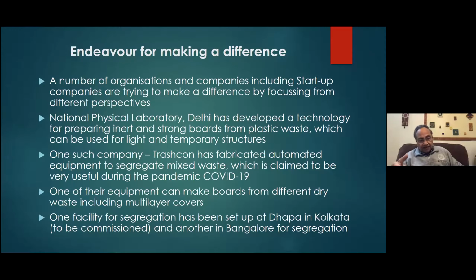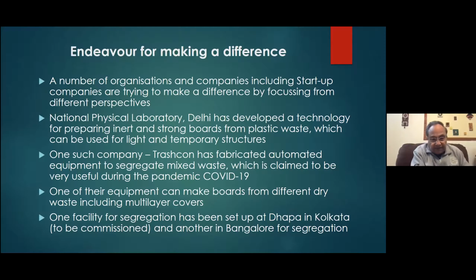Now, another startup company, TrashCon, has fabricated an automated equipment to segregate mixed waste, which is claimed to be very useful during the pandemic, right? Because then you don't have to touch the waste. This was a big concern. One of their equipment can make boards from different dry waste, including multi-layer covers. They call it wow boards.